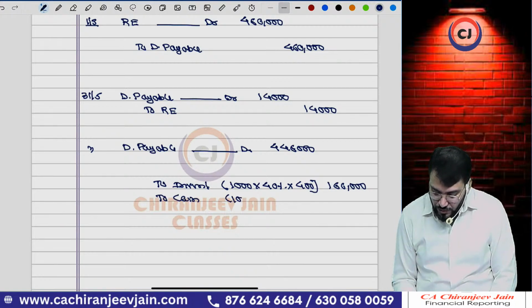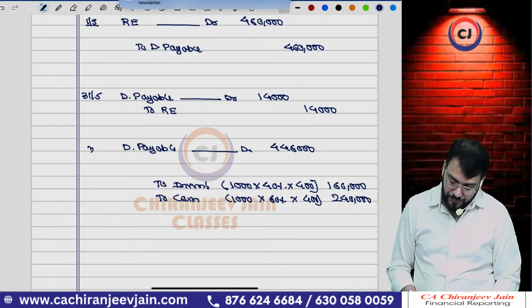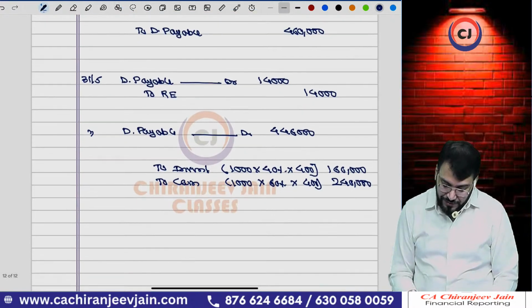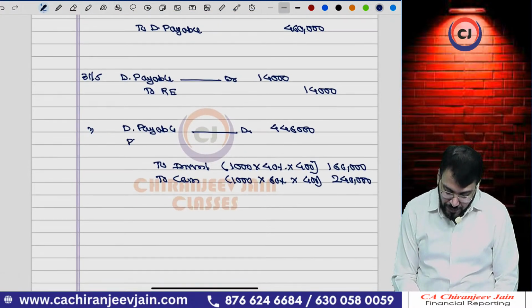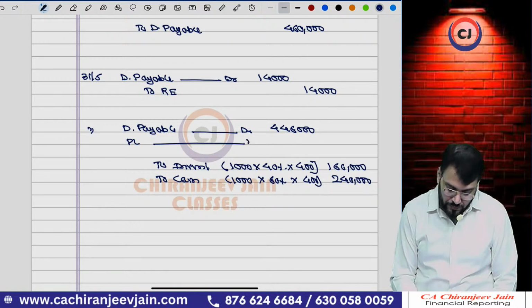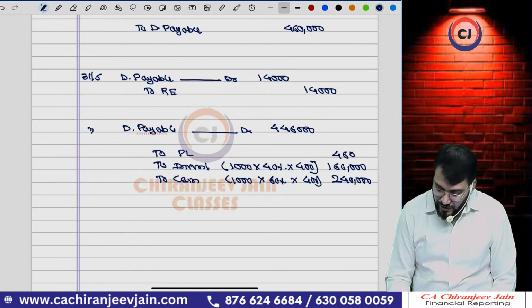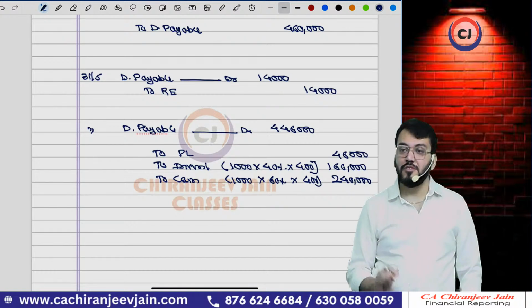It is 1,000 into 60% into 400. How much? 2 lakh 40,000. This difference is how much? Debit or credit? So P&L account debit, how much? 46,000. Understood? Now understood?